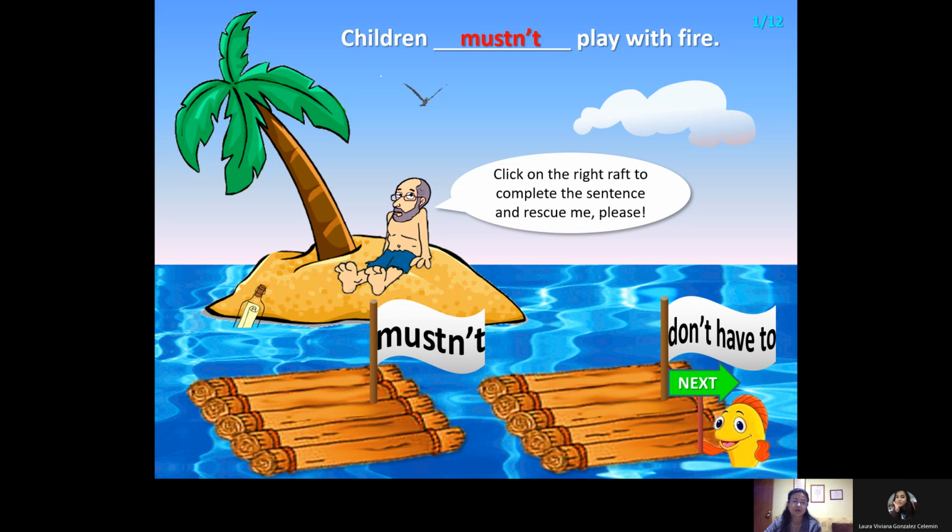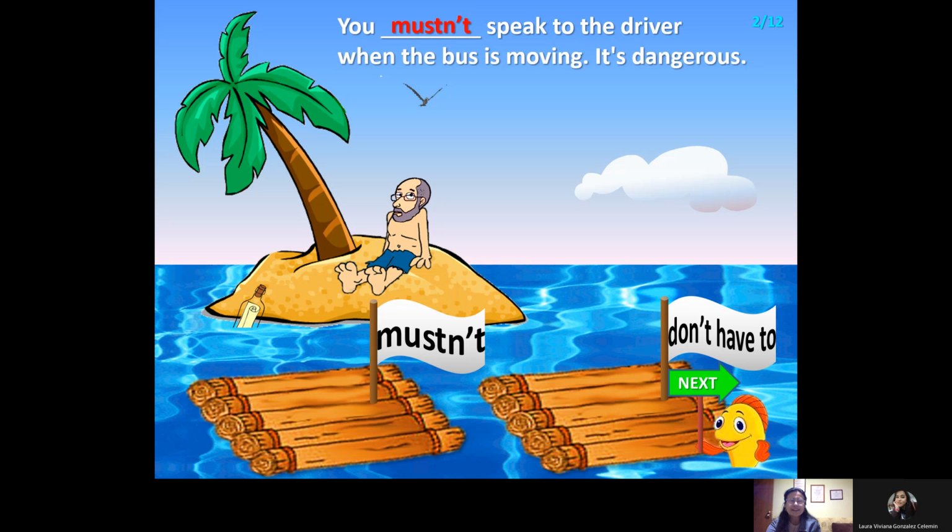Next sentence, Laurita. The next sentence says, you mustn't or you don't have to speak to the driver when the bus is moving. It's dangerous. It's dangerous means that it is something very strong. So you mustn't or you don't have to speak to the driver when the bus is moving. What do you think is the appropriate modal, Laurita?